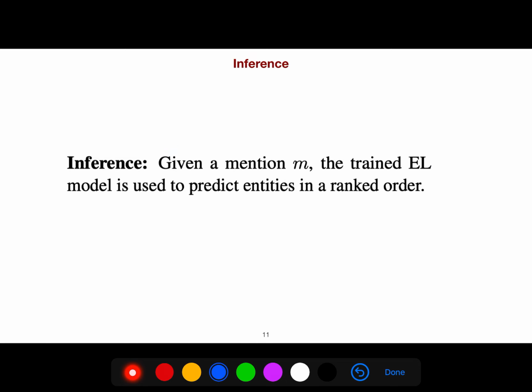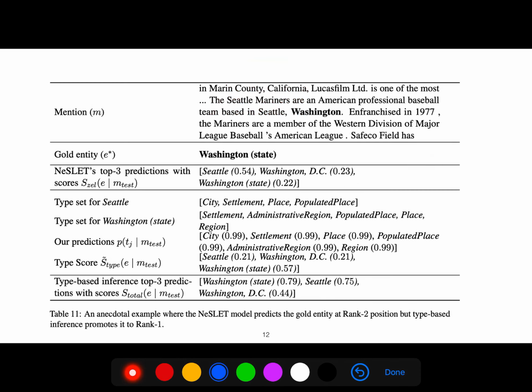And for inference, we have a mention, then the trained entity linking model is used to predict entities in ranked order. So we have this mention, and the goal entity is Washington State, and we have the top 3 predictions. It could be Seattle with 0.454, and it could be Washington with 23%, and so on. And you got the type for Seattle. We predict that it's, for example, a city.